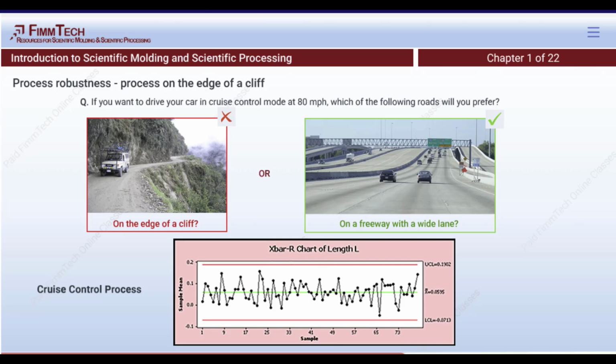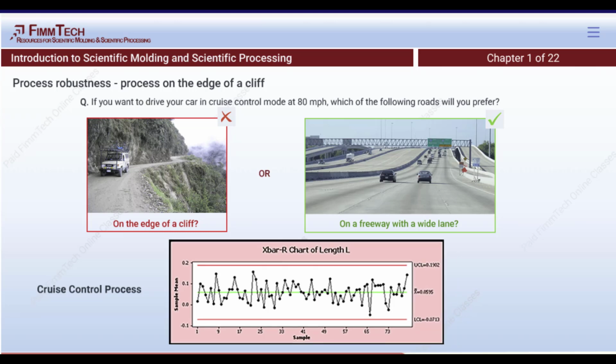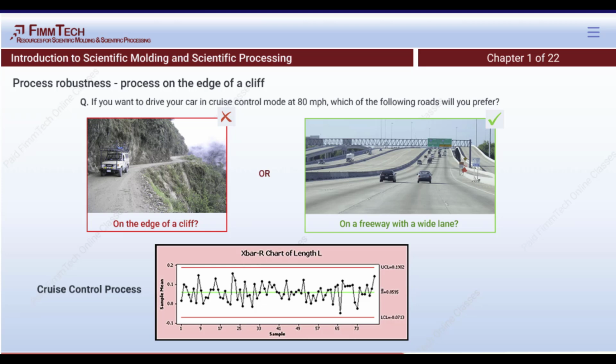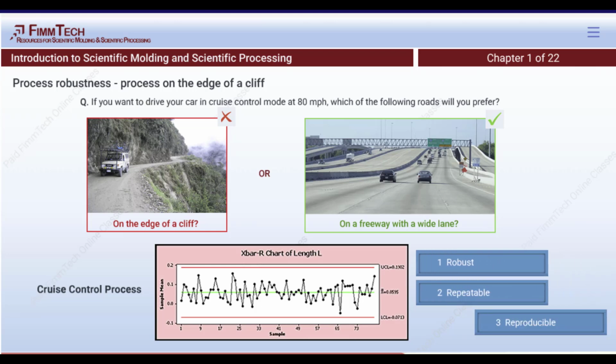For a process to have the three consistencies that we talked about and have the least amount of problems, least amount of tweaking, the processes must be robust, they must be repeatable, and they must be reproducible. All the three R's are extremely important.